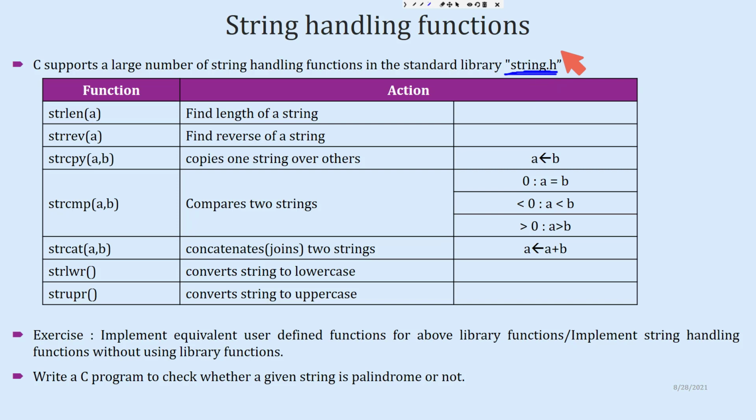So earlier we studied gets and puts. Gets and puts are also inside the string.h header file. So I hope you remember the concept of header file. So these are all predefined functions. The definitions of these functions are written within header files. So here gets, puts, all these functions are stored under string.h.